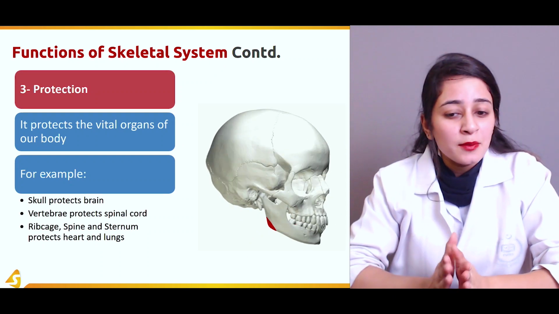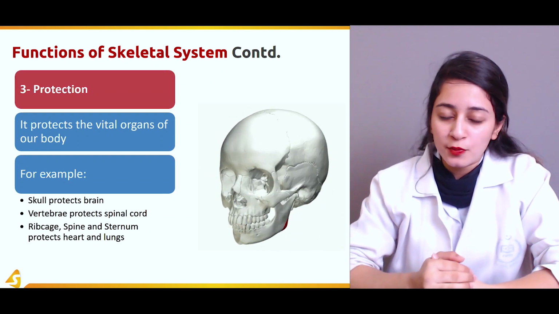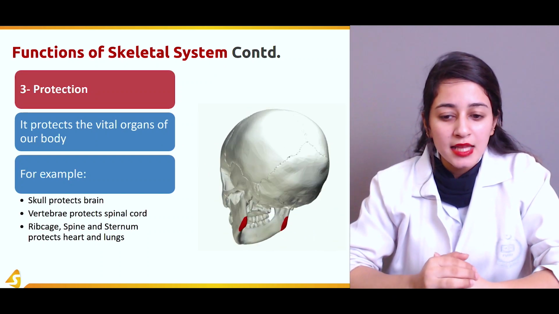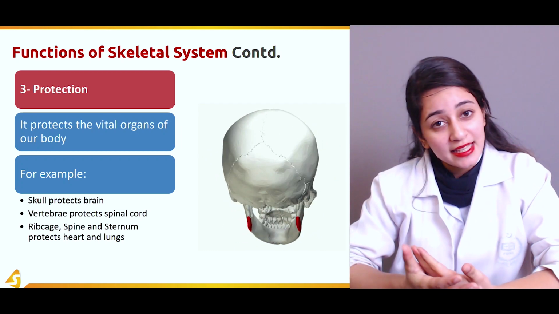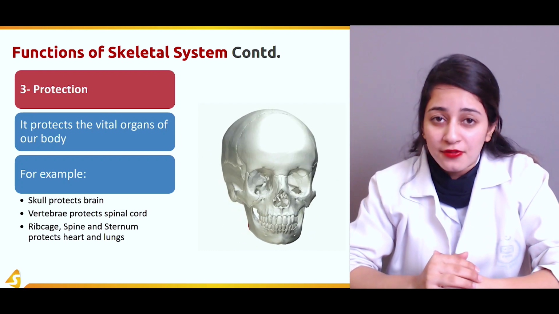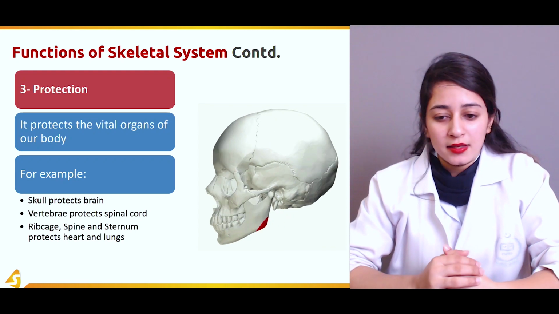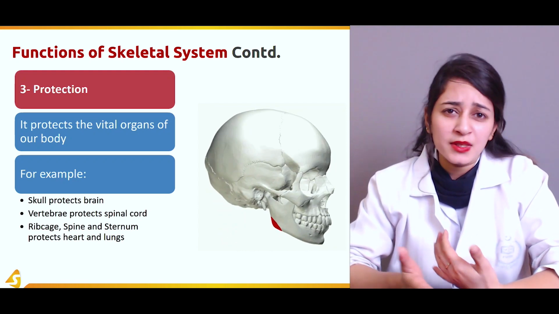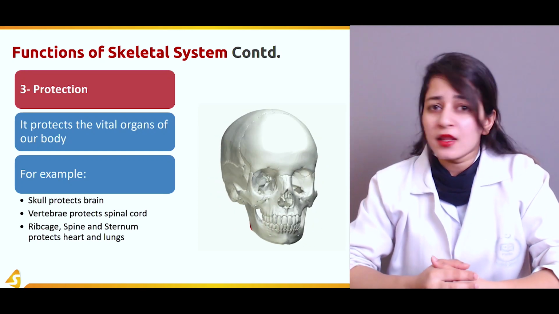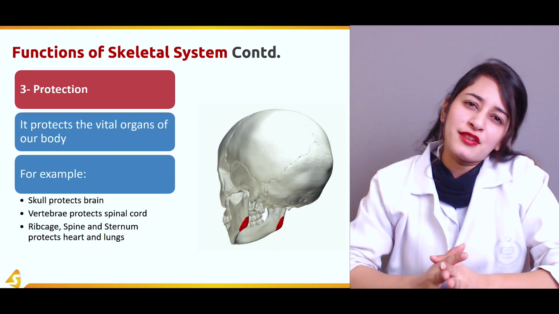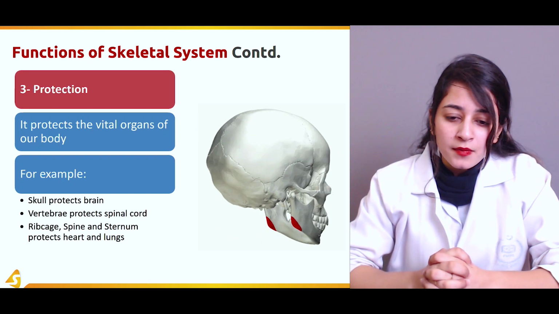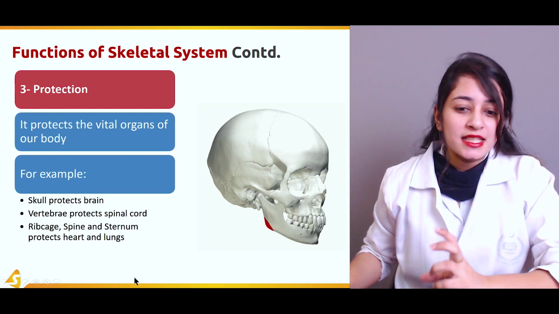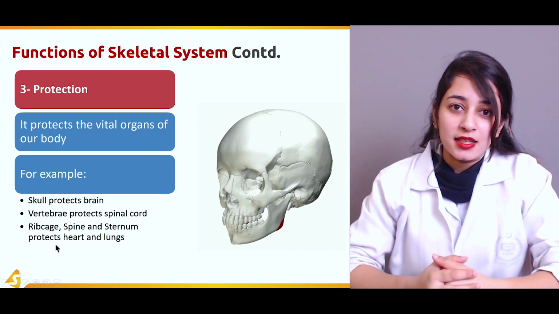For example, the skull protects the brain, as I've told you before. Then we have the vertebra that protects the spinal cord. Again, the spinal cord is indeed a very, very important organ. Any injury to the spinal cord may cause paralysis, hemiplegia, paraplegia, quadriplegia, different types of problems that are very difficult to handle. Then the rib cage, spine and sternum protect our heart and lungs.